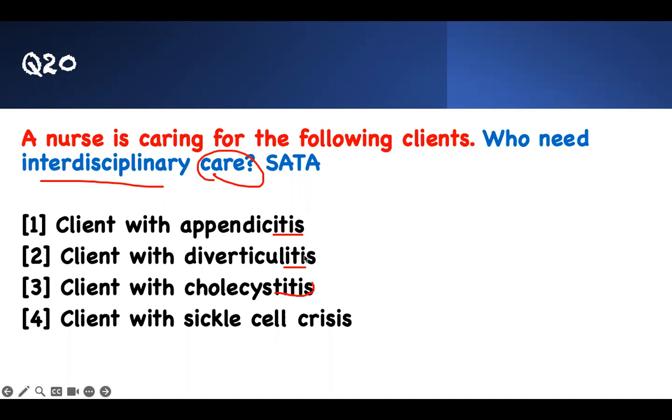How can 1 be right and 2 not be right and 3 not be right? They all hide this infection inside your abdomen. They don't need interdisciplinary care unless they have other family issues. But the way I put it, you should not even worry about it. Sickle cell, this is a complex problem. This requires pain management, social worker, home situation, medication, pharmacy, a lot of treatment involved. So this guy needs a bunch of people because he's going to have a pain issue.